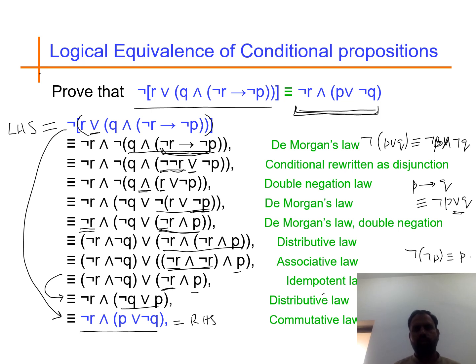We already proved this in the previous lecture also. Here I am trying to prove it. First we use De Morgan's law, then the conditional rewritten as a disjunction, and the double negation law. Then again De Morgan's law and double negation. Then we use the distributive law, and the associative law in this step. The idempotent law is used in this step. The distributive law is also used, and in the last step we used the commutative law, and it is equivalent to the right hand side.